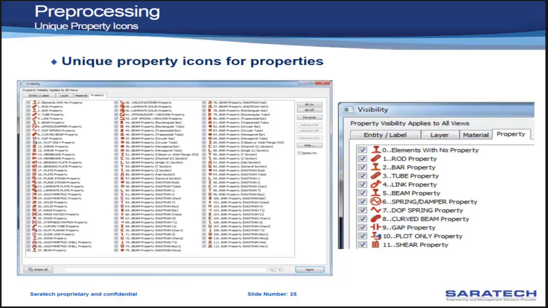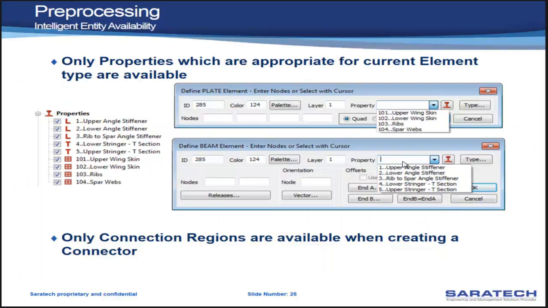And finally, we do have some unique property icons created, and I believe this was a customer request. They wanted different property types to have unique icons, and now you can see that they've created a nice little organizational way of having icons for each property type, and only properties which are appropriate for a current element type are now available to choose from in your property, which is just helpful and really allows you to move things a little bit faster.